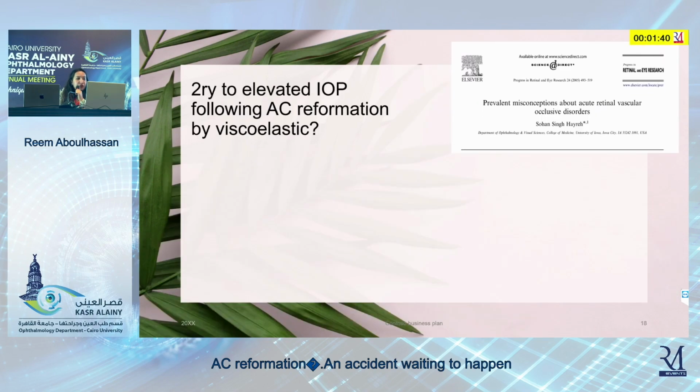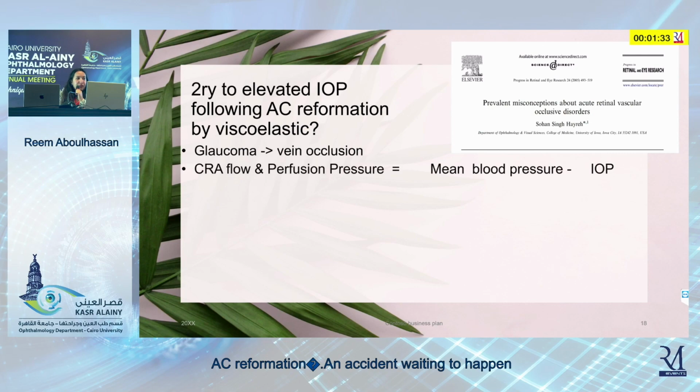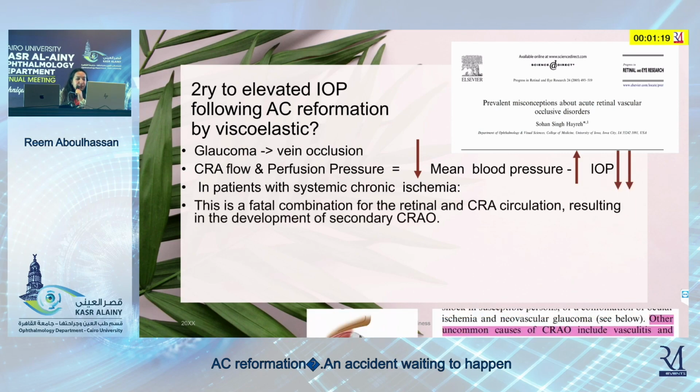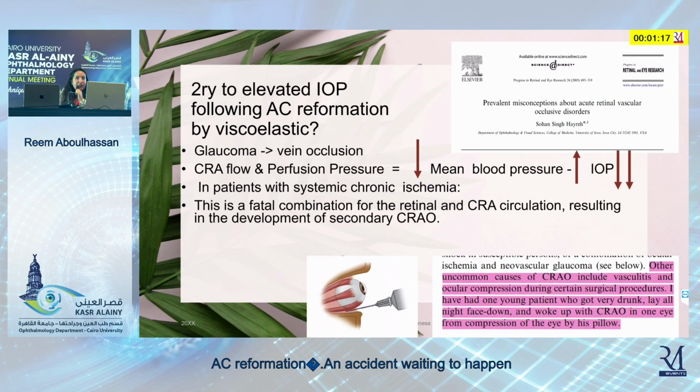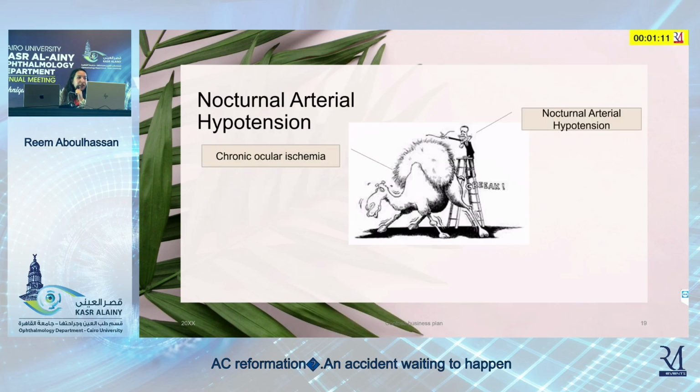Was it the elevated intraocular pressure following AC formation by viscoelastic? Well, we know that glaucoma is associated with a vein occlusion. However, we also know that the flow in the central retinal artery and the perfusion pressure depends on the difference between the mean blood pressure and the intraocular pressure. So in patients with systemic chronic ischemia, when the blood pressure is reduced and in the presence of an elevated intraocular pressure, this leads to a reduction in the perfusion pressure, as well as any elevation in the intraorbital pressure, but this happens usually with local anesthesia, and the patient had undergone general anesthesia.